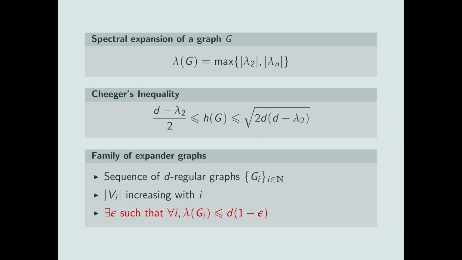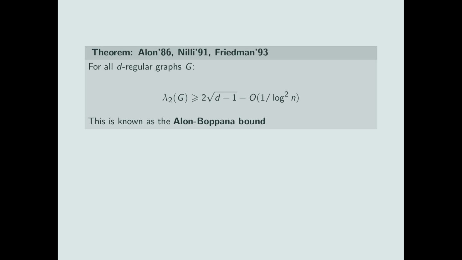Finally, we can define a family of expander graphs as an infinite sequence of graphs with increasing sizes, where the spectral expansion of each one is bounded away from d, its maximum possible value. But now we can ask, how small can lambda be? A result known as the Alon-Boppana bound says that it cannot be arbitrarily small. It has to be at least 2 square root d minus 1 minus a small quantity.